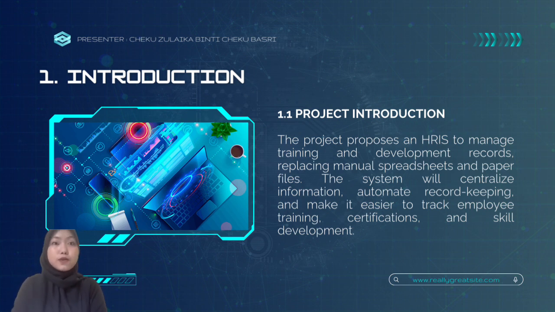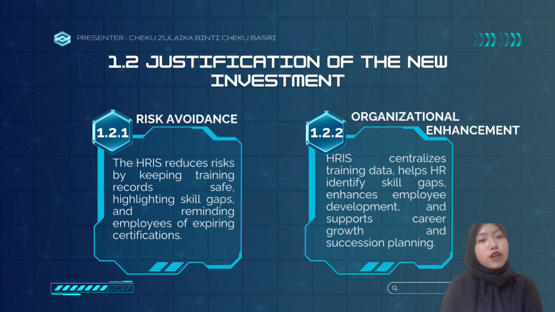Now, moving on to the justification in this investment, there are three main reasons. First, centralization of data. All training records are stored in one system, making it easier for HR to monitor and plan employee development. Second, it enhances career growth and succession planning. Employees can track their own development and managers can prepare them for future leadership roles. It provides both risk avoidance and organizational engagement. The company can reduce error and improve efficiency while also preparing employees to take their roles in the future.